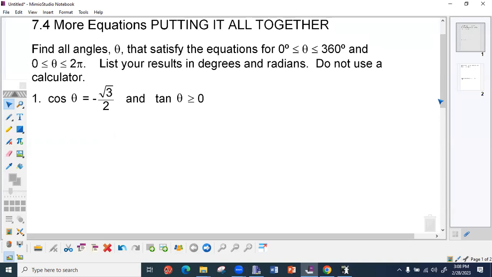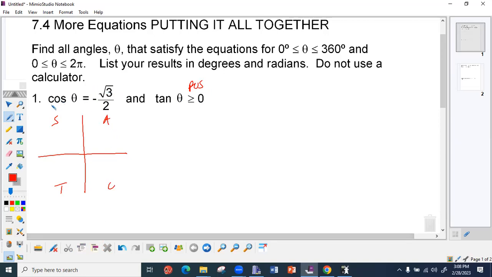So here it says that we have cosine theta equals negative square root 3 over 2. And then it says tan theta is greater than or equal to 0, meaning that tan theta has to be positive, right? Okay. So first thing first is that I'm going to figure out where it has to be, using this knowledge, and all students take calculus.